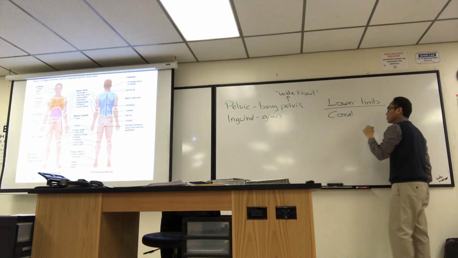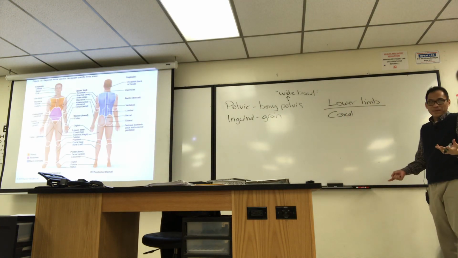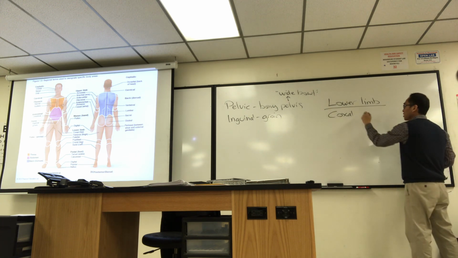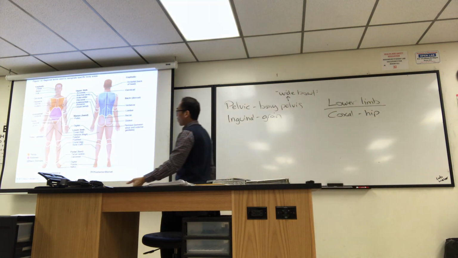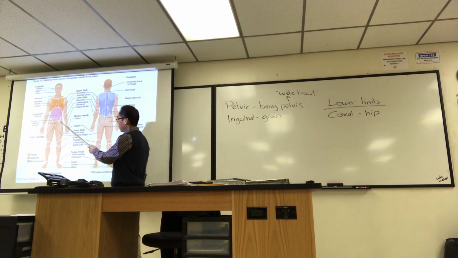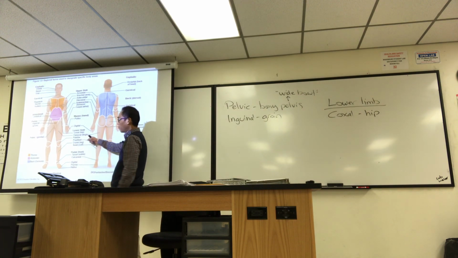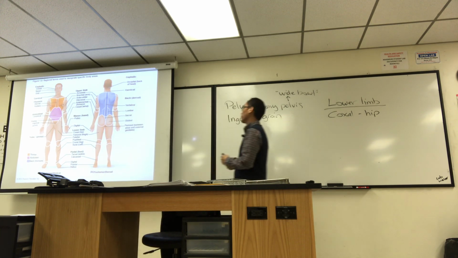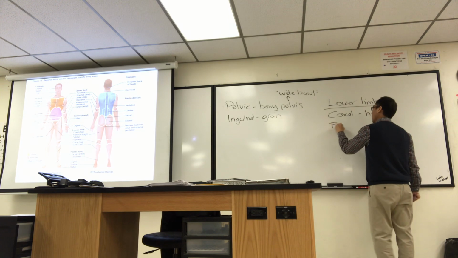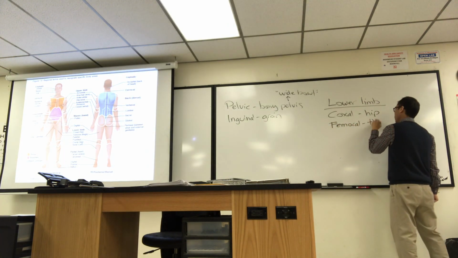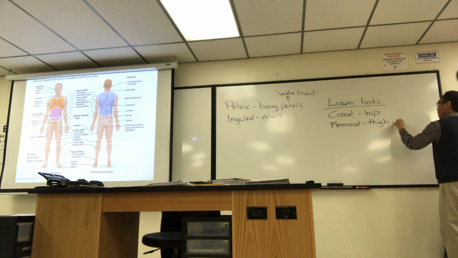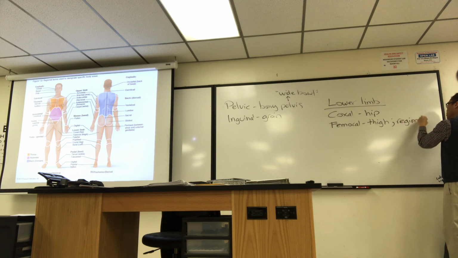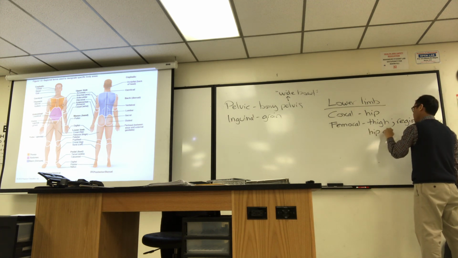The coxal region, C-O-X-A-L, that means hip anatomy. Like I said, when you put your hands on your hip, that's basically the region. The other parts of the lower extremity include the region between the hip joint and the knee joint, which is your thigh region or femoral region. Femoral is thigh. The thigh is the region between your hip and your knee, like I said.